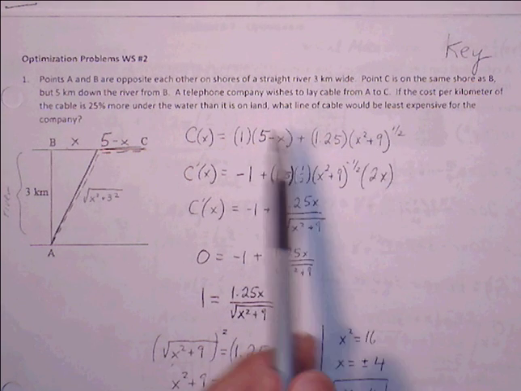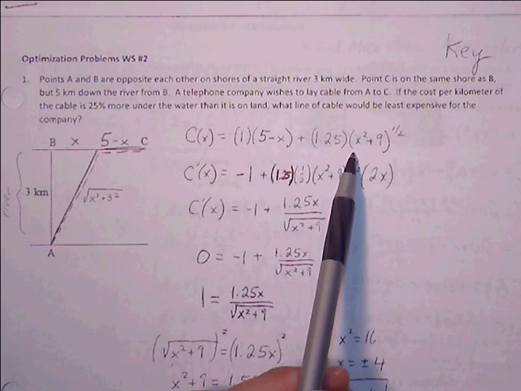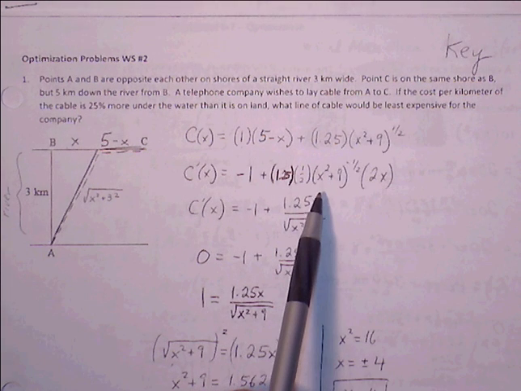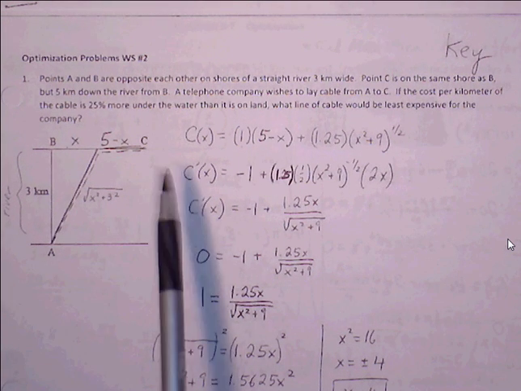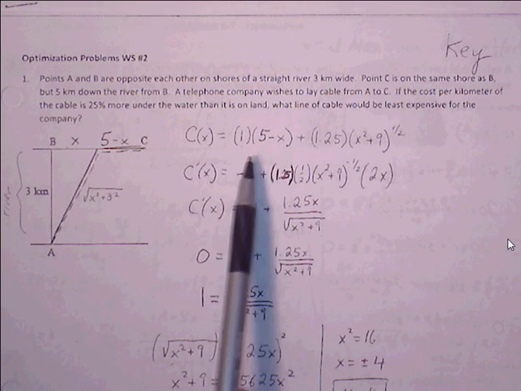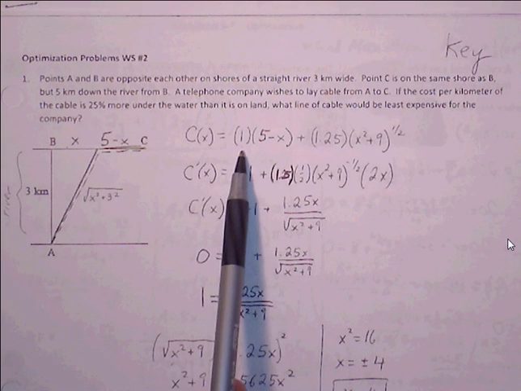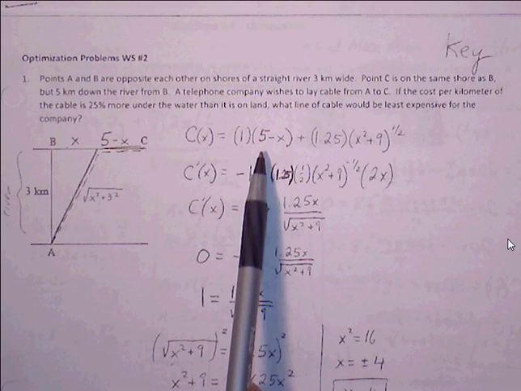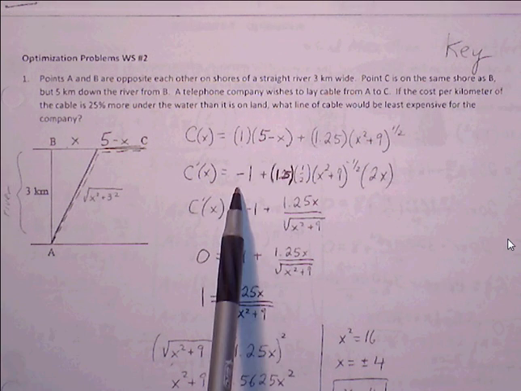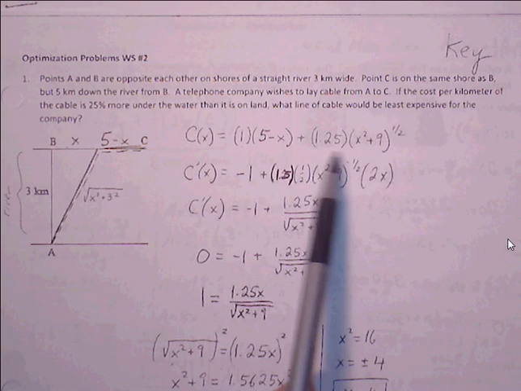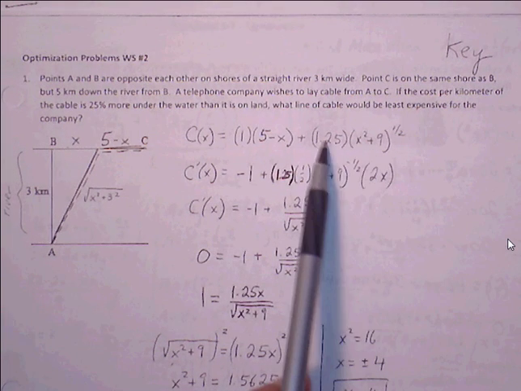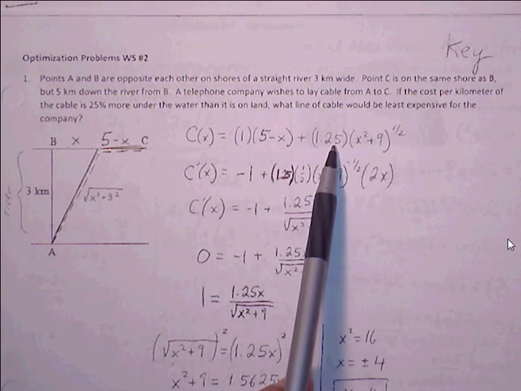With optimization problems, once we have our equation, we just find the derivative, set that derivative equal to 0, and solve for x. So if we find the derivative here, first off, the derivative of 5 minus x is going to be negative 1. The derivative of negative x is simply negative 1. And here, we can go through the power rule. The 1.25 is a coefficient, so it'll stay in place here.